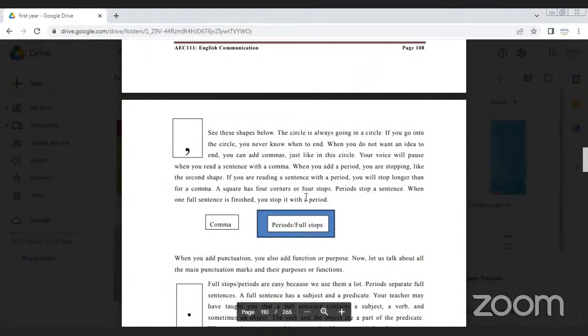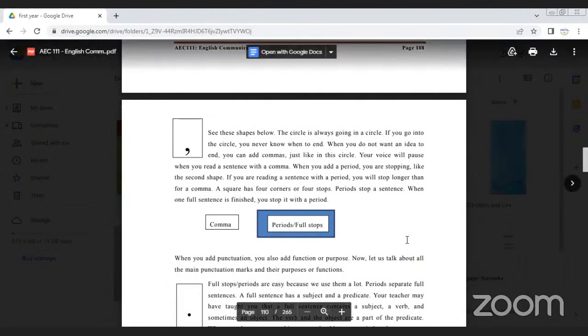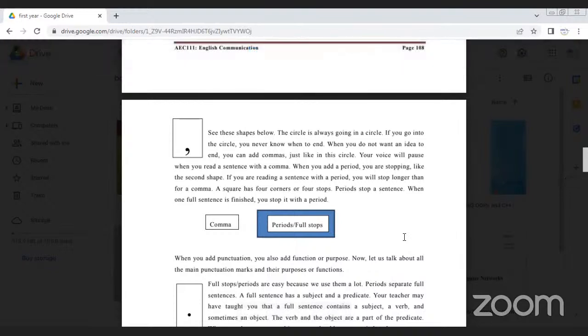This is the comma. See these shapes below. The circle is always going around. If you go into the circle, you never know when to end. When you do not want an idea to end, you can add commas, just like in this circle. Your voice will pause when you read a sentence with a comma. When you add a period, you are stopping, like the second shape. If you are reading a sentence with a period, you will stop longer than for a comma.